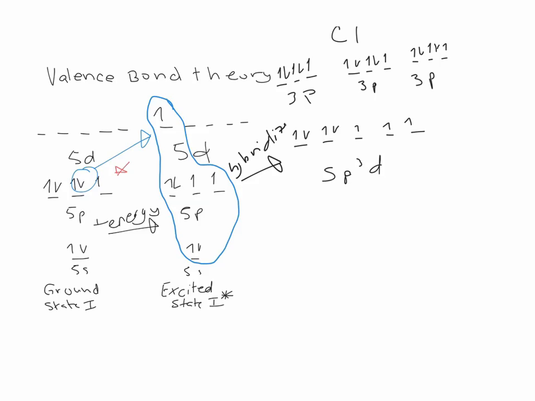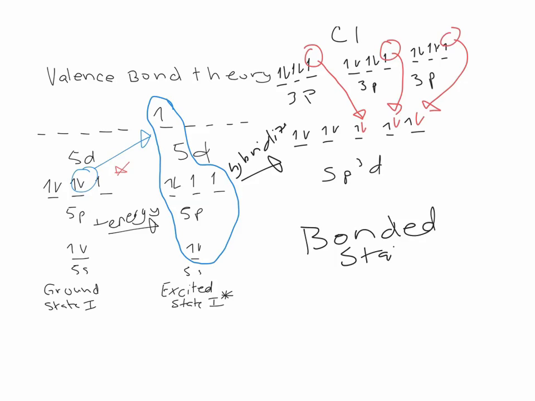So, since there are still 3 available spots, we have 3 chlorines. And each of these chlorines has 1 free electron. These all bond with the 3 available electrons in this sp3d orbital. And this is now the bonded state for the molecule ICl3.